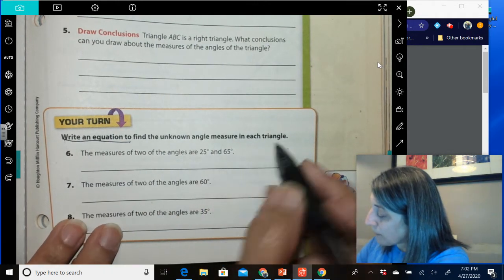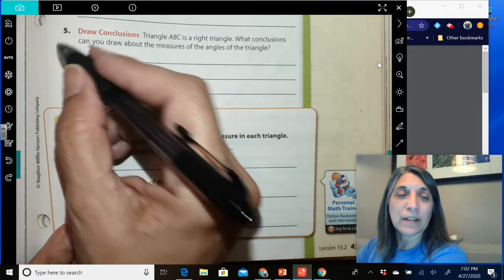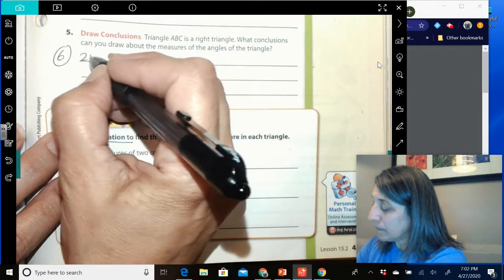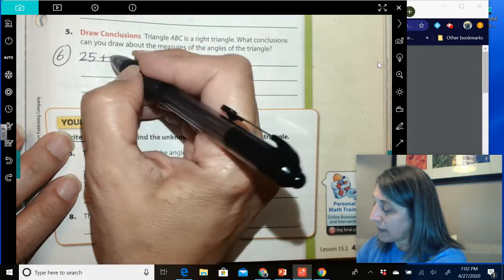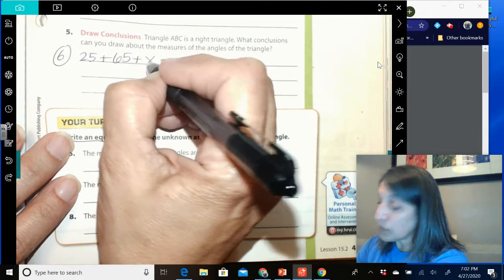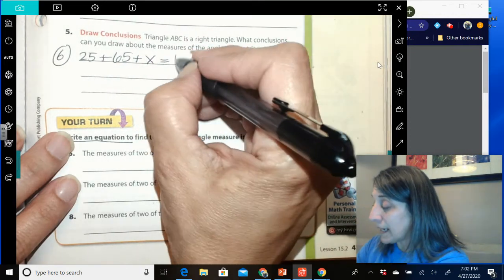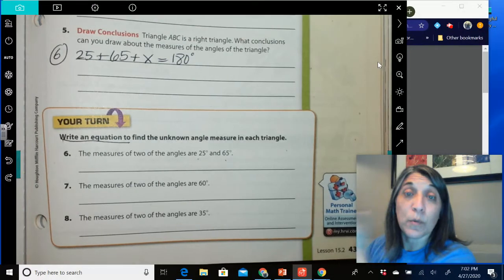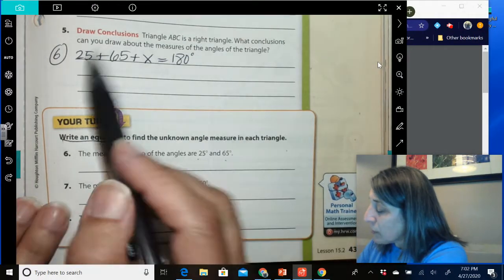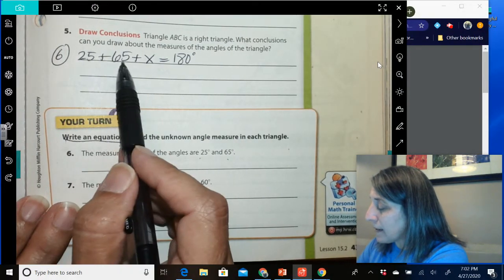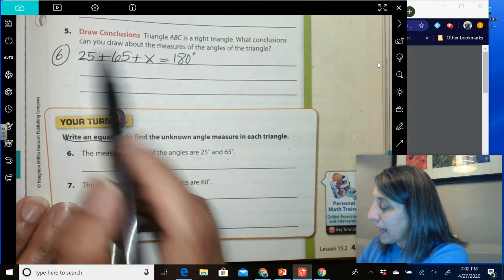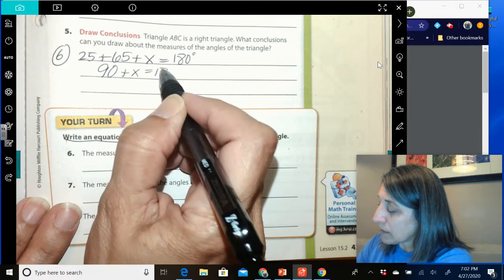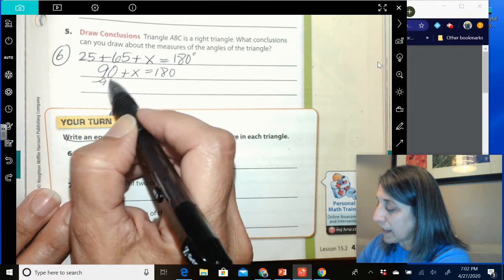There's not a lot of space here, so I'm going to write it up here for number 6. I have 25 plus 65 plus x, which is my unknown, equal to 180, because they told me it was a triangle, and I know that all three angles of a triangle add up to 180. We already proved that, right? The next thing I'm going to do is add these. So 60, 80, 90 plus x equals 180. Oh, this is going to work out really easy. Subtract 90 from both sides.